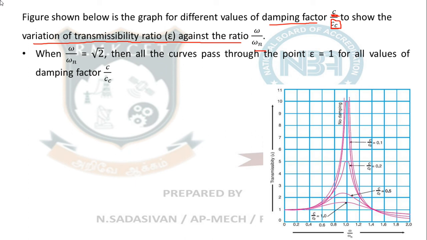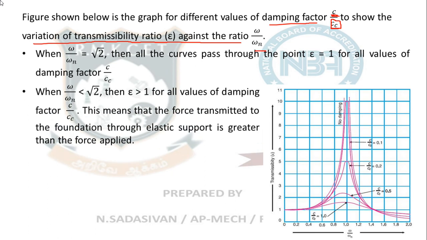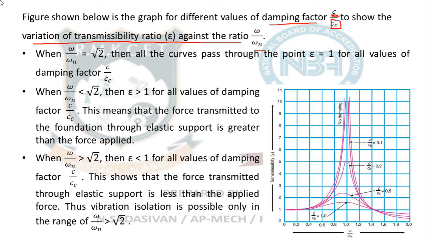So we should try to have a value of root 2 for omega by omega n, which is going to give you not more than whatever force is applied going to the foundation. If it is less than root 2, then epsilon will be greater than 1. More force will go to the foundation than what you have applied. That is an undesirable situation. When it is greater than root 2, epsilon is less than 1 for all values of damping factor. This is a very desirable situation. It shows that the force transmitted through the elastic support is less than the applied force. Thus vibration isolation is possible only in the range of omega by omega n greater than root 2.